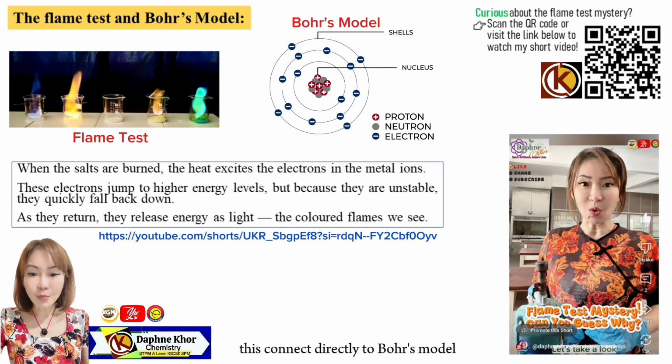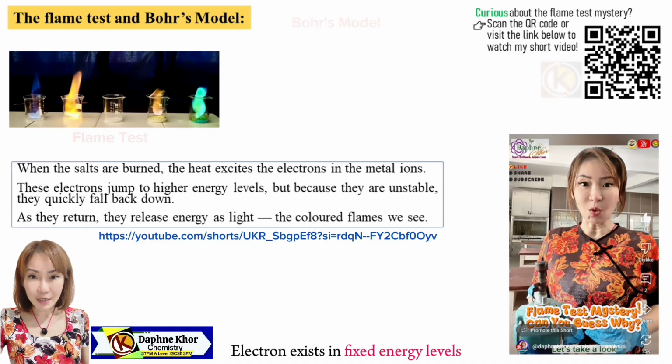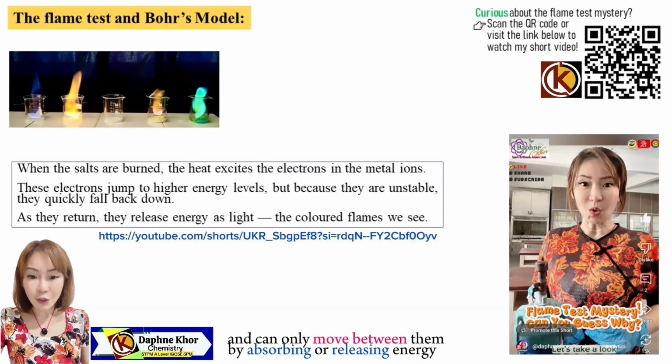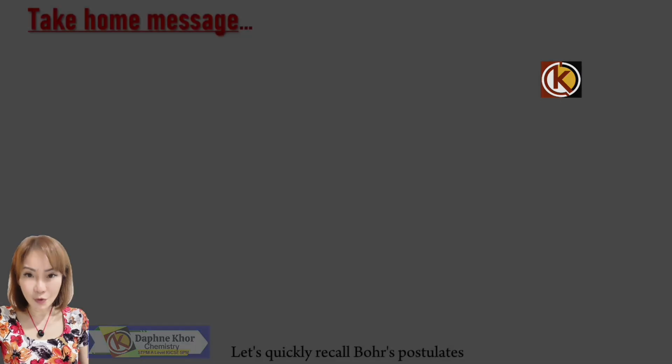This connects directly to the Bohr model. Electrons exist in fixed energy levels and can only move between them by absorbing or releasing energy. Let's quickly recall Bohr's postulates.